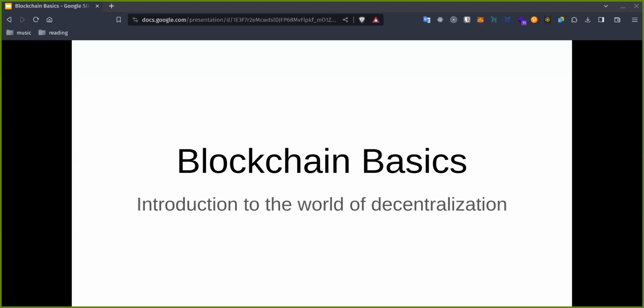So we can start. Before we get into what exactly blockchain is, we first have to understand what exactly is a distributed system. I don't know if someone could tell us what exactly a distributed system is. You can type it in the chat, or you can just unmute. What is a distributed system?